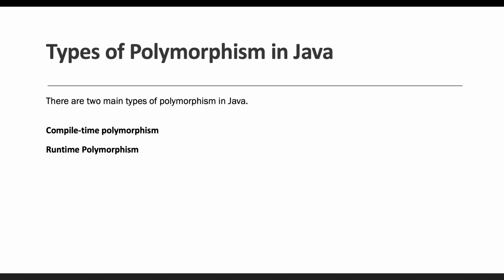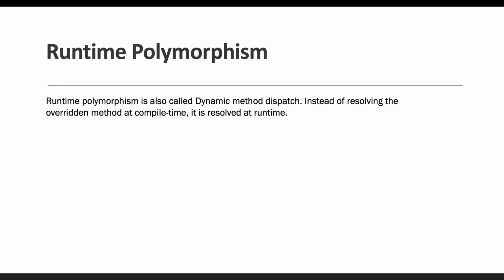So do check out. So what is runtime polymorphism? Similar to compile time polymorphism, runtime polymorphism is also called dynamic method dispatch. Instead of resolving the overridden method at compile time, it is going to be resolved at runtime. Basically, which method is going to be called is decided or resolved at runtime. That's why we call this runtime polymorphism.